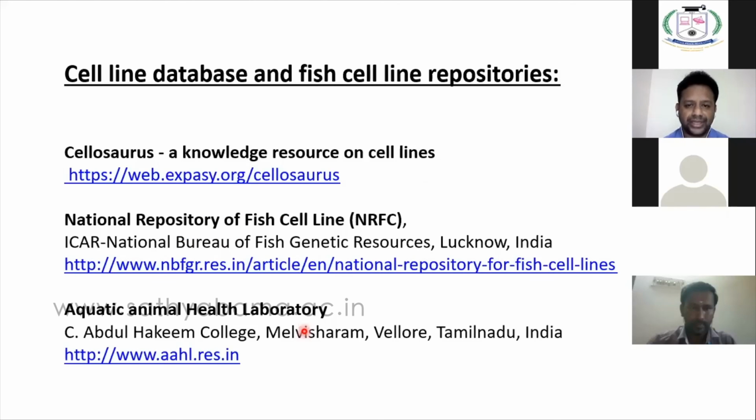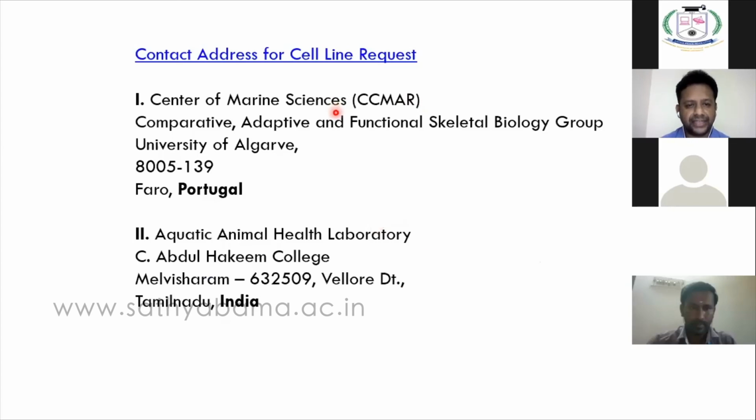If you want to know what cell lines are available, you can go to the Cellosaurus link, where you can see all the cell lines available so far in the world. If you want to work on any specific fish cell lines, you can access them in two places: the National Repository of Fish Cell Lines in Lucknow, and the Aquatic Animal Laboratory in Vellore, Tamil Nadu. If you are planning to work with fish cells, you can get them from these two places. The cell lines I have presented, such as the bone cell line and stem cell line, can be accessed at the Centre of Marine Sciences, Portugal.